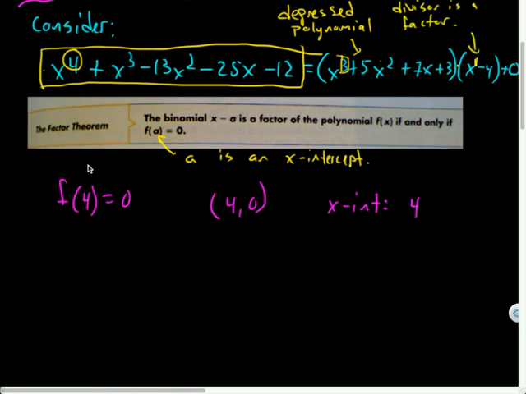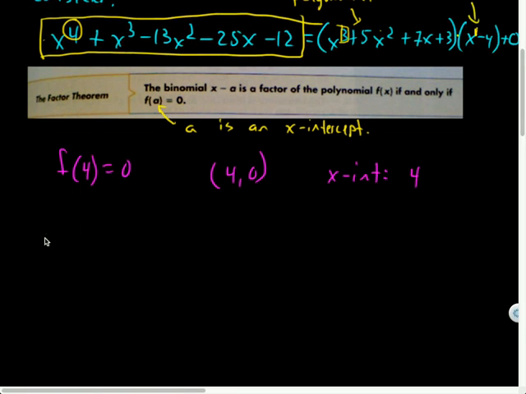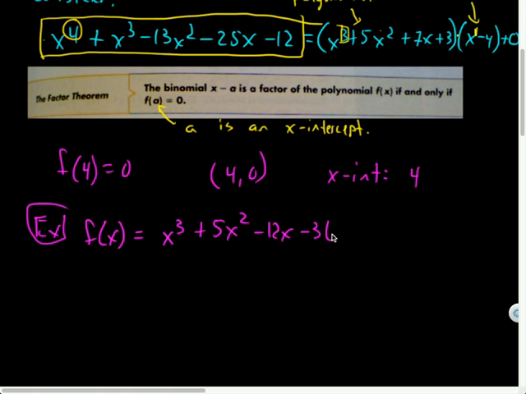So let's show you what we'll use this with. Let's do an example. I think I've got a good one here. So let's say f of x equals x cubed plus 5x squared minus 12x minus 36. And let's say I told you that one of the factors was x minus 3.